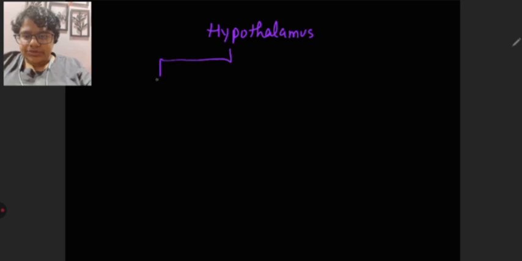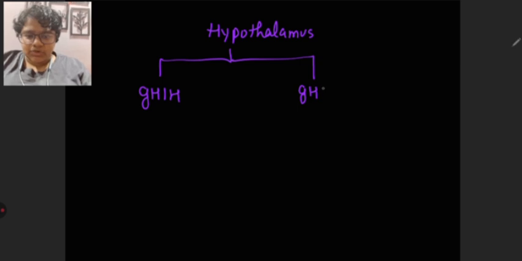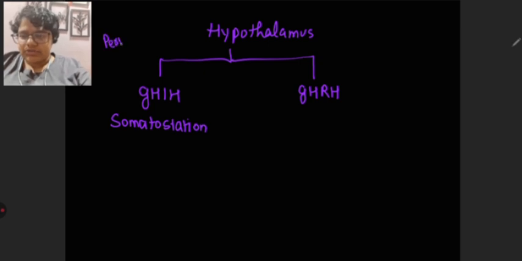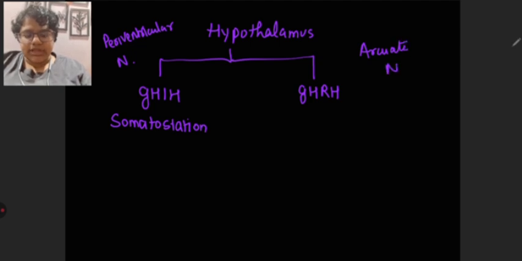Today we are going to study about regulation of growth hormone. So basically, first of all, we know that hypothalamus releases growth hormone inhibiting hormone and growth hormone releasing hormone. This growth hormone inhibiting hormone is also called somatostatin. It is released by the periventricular nucleus of hypothalamus, and the growth hormone releasing hormone is released from the arcuate nucleus of hypothalamus.